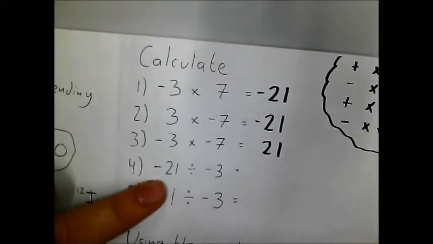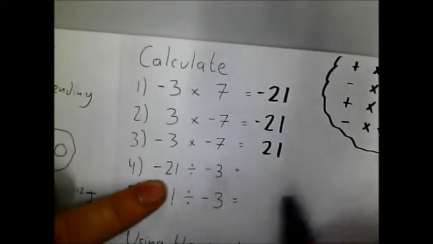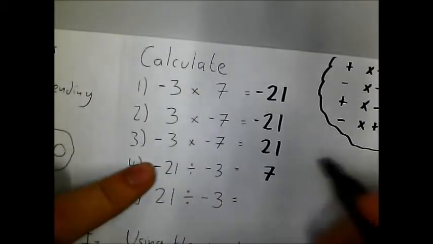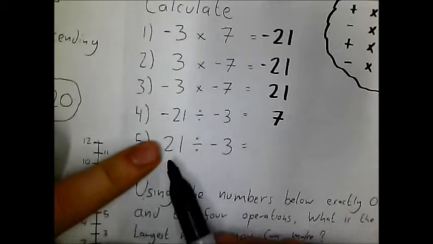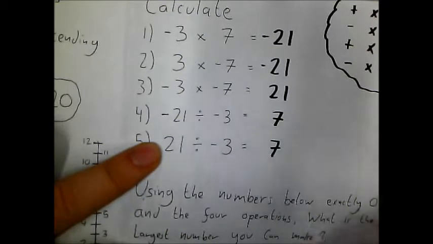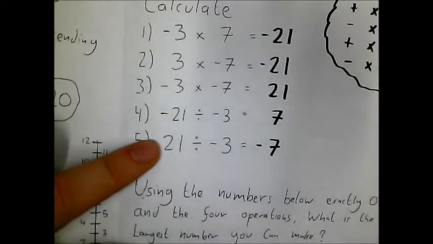Same rule goes with dividing as well. So negative 21 divided by negative 3, or 21 divided by 3 is 7. And negative divided by negative will give you a positive result. And finally here, 21 divided by negative 3, or 21 divided by 3 is 7. So 21 divided by negative 3 is negative 7.